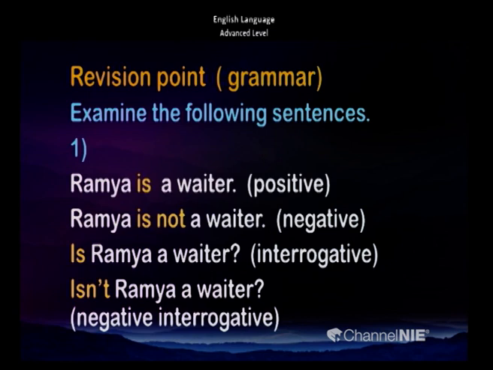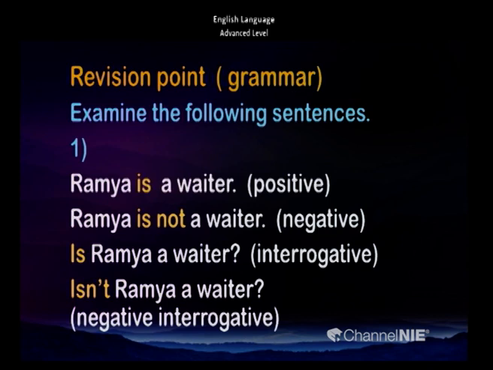Ramya is not a waiter. So that is to say the negative idea, right? I have added "not" there, and when you want to say something negative, the word "not" you can add just after the verb, that is the be verb. I think you can remember these grammar lessons, right? So Ramya is not a waiter. That gives a negative idea.